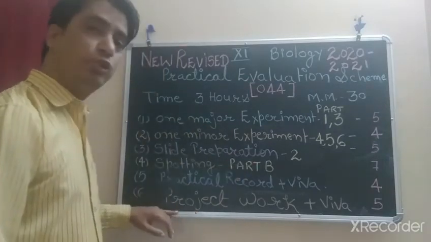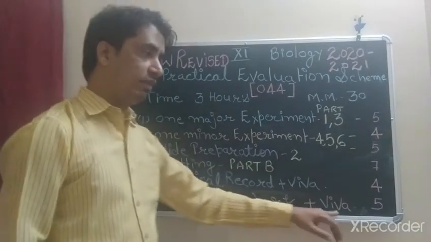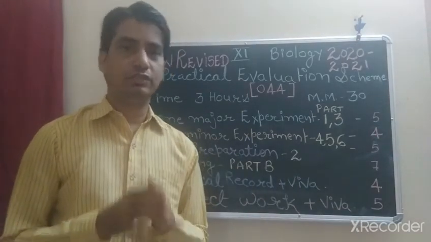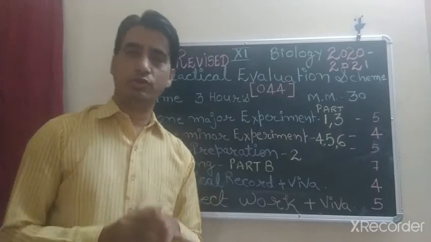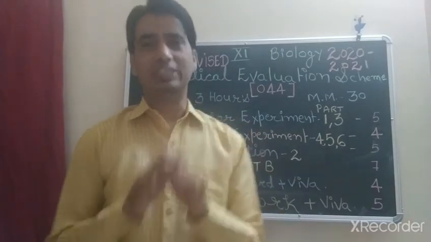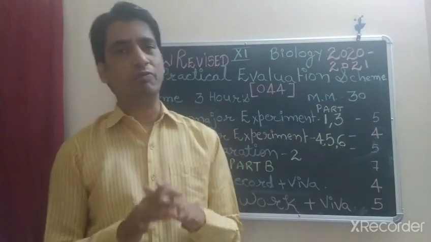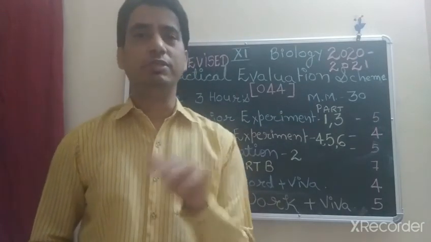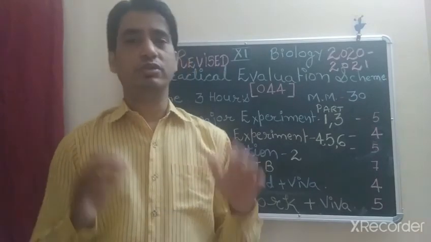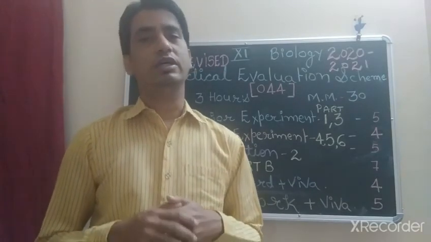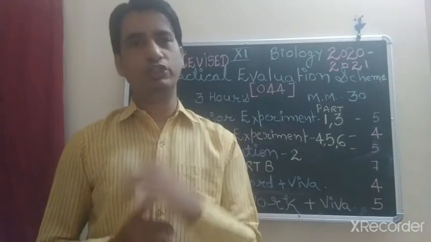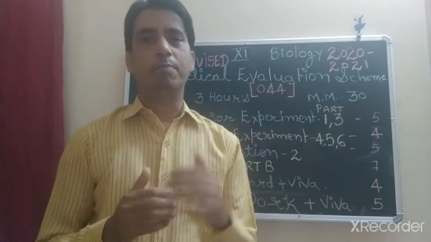Then project work plus Viva is kept for 5 marks. Whatever project work is given to you by your subject teachers in school, you have to complete the project record. You have to keep a record of it, and at the time of the practical examination, you have to submit your project work to your subject teachers. So this is all about the revised scheme of evaluation for class 11th biology.